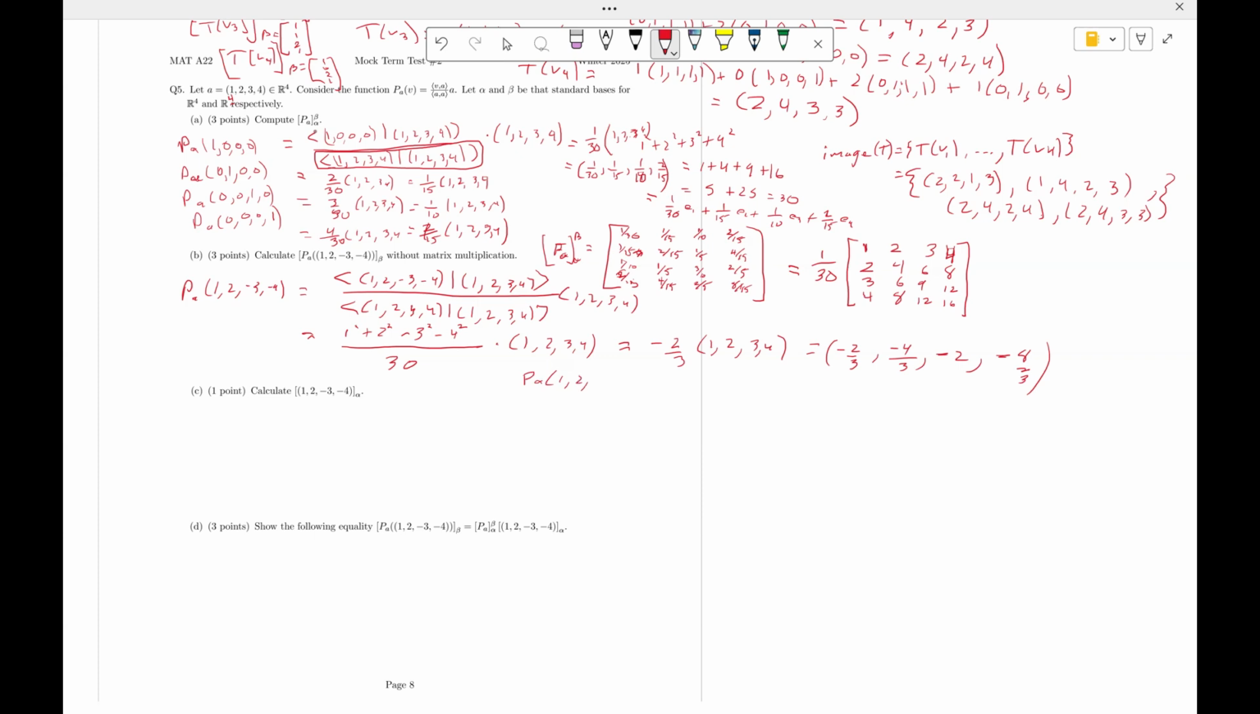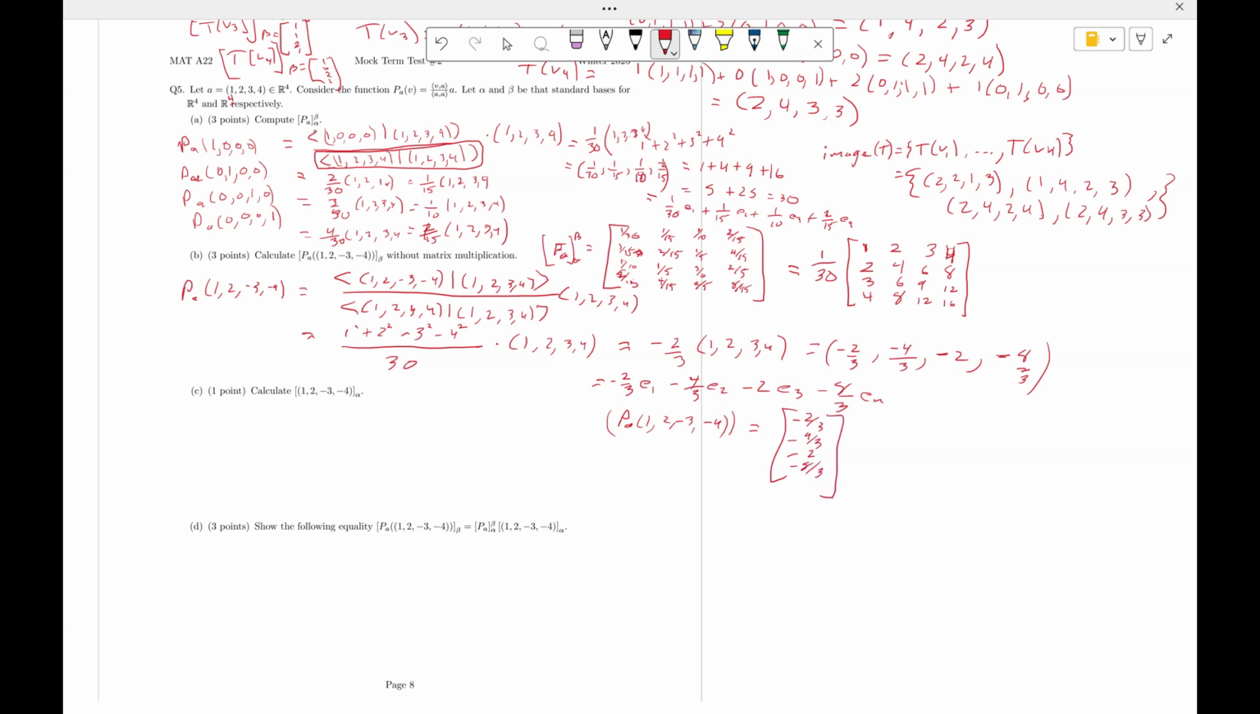P_A of 1, 2, minus 3, minus 4 in basis beta is going to equal, we take the first coefficient... or sorry, before we go to here, we have to represent this using our standard basis. So this equals minus 2 over 3 E1 minus 4 over 3 E2 minus 2 E3 minus 8 over 3 E4. So P_A of 1, 2, minus 3, minus 4 equals minus 2 thirds, minus 4 thirds, minus 2, minus 8 thirds.